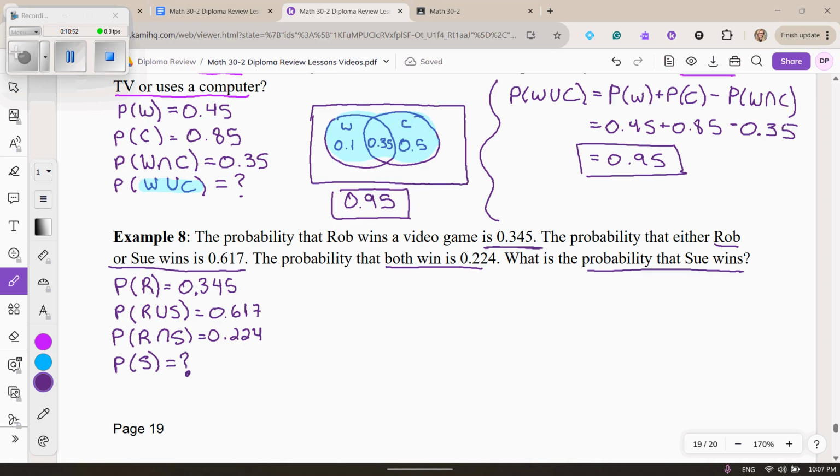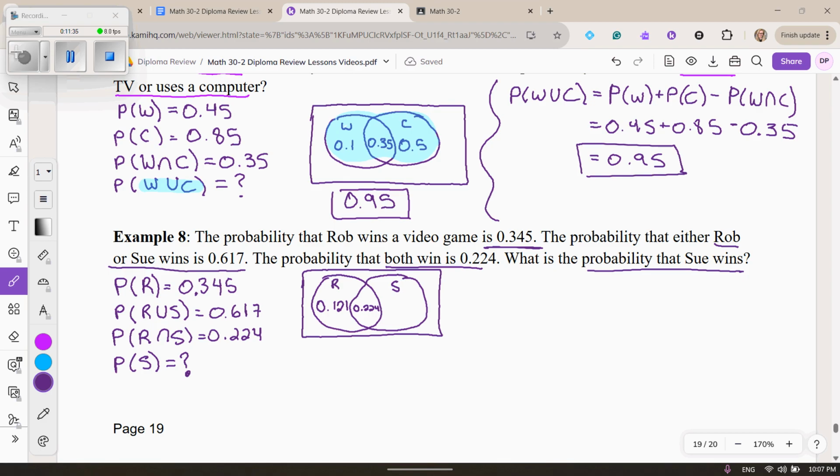Once again, there are two different ways we can tackle this problem. We can use our formula or we can use our Venn diagram. Let's do the Venn diagram again first. Let's do Rob first, because I did him first, and Sue. We have the intersection as 0.224. We know that Rob is 0.345, so we need to take 0.345 and subtract 0.224 to figure out that Rob himself is 0.121.